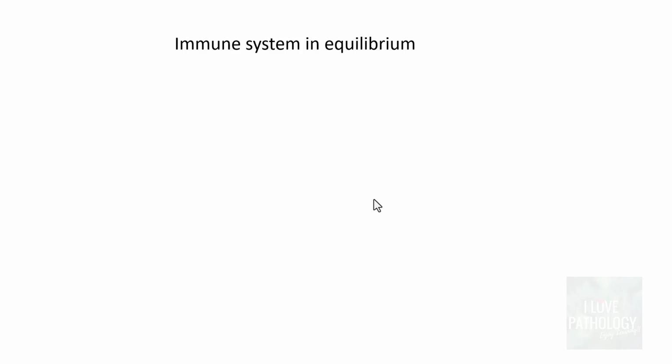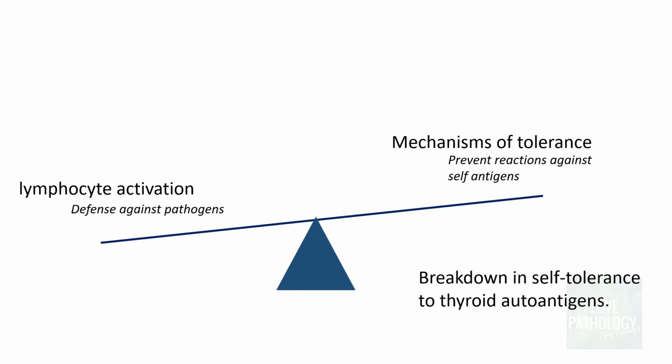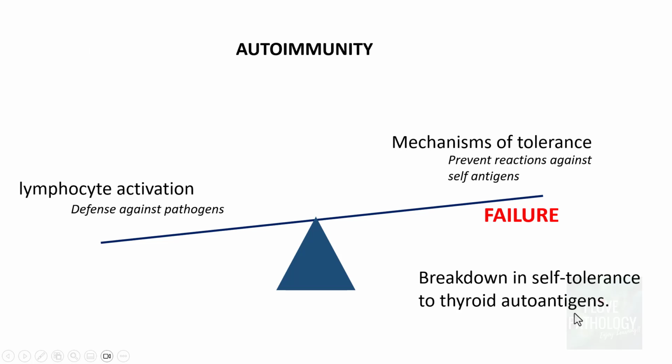So, before we understand the pathogenesis of Hashimoto thyroiditis, we need to look into what exactly you mean by immune system in equilibrium, which means there is a balance between lymphocyte activation and mechanisms of tolerance. So, when these mechanisms of tolerance fail, that is when we call this autoimmune disease. In case of Hashimoto thyroiditis, there is a breakdown in self tolerance to thyroid autoantigens.